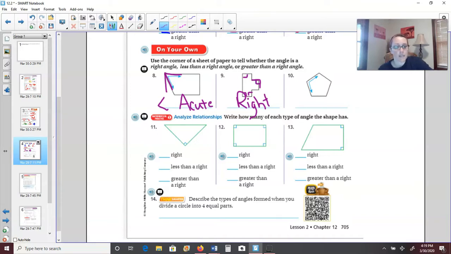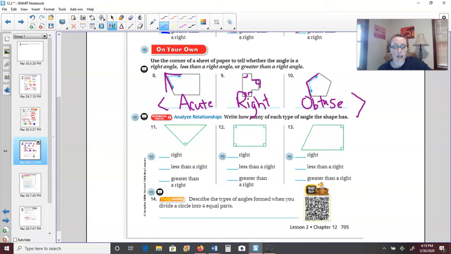All right, on number 10, we have this 5-sided shape. We're looking at this angle here. Now, this one's kind of hard to tell. It looks like it could be a perfect corner, but I don't see that square symbol. So when I look extra careful at it, it is opening up greater than 90 degrees. So this would be an obtuse angle. It is opening up greater. So you could use the greater than symbol.